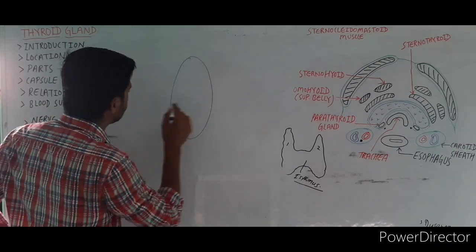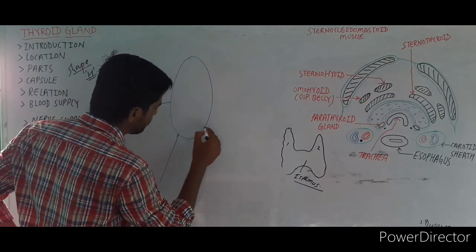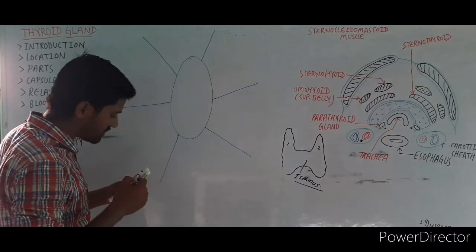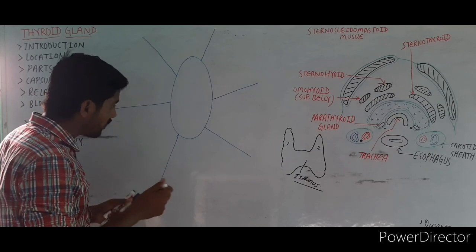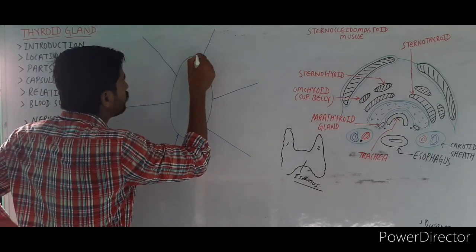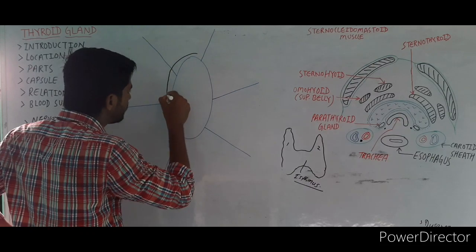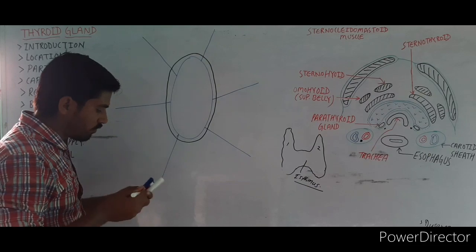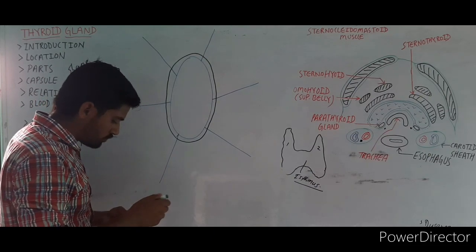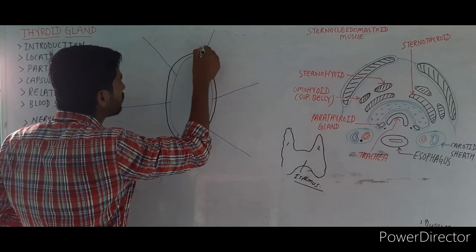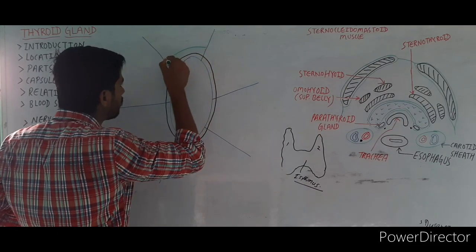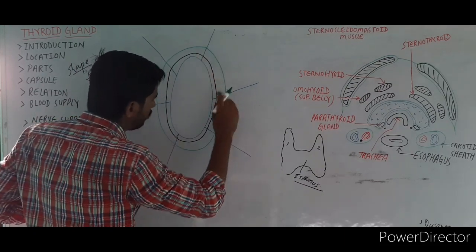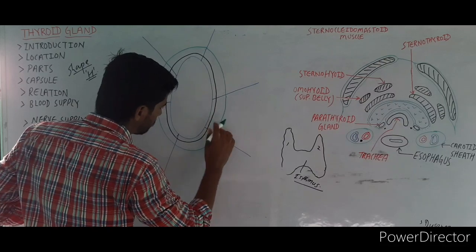I'm drawing one diagram. This is the venous plexus. Here we have two capsules. This is the true capsule. Now the false capsule is somewhat here. I hope this is visible. This is the false capsule.